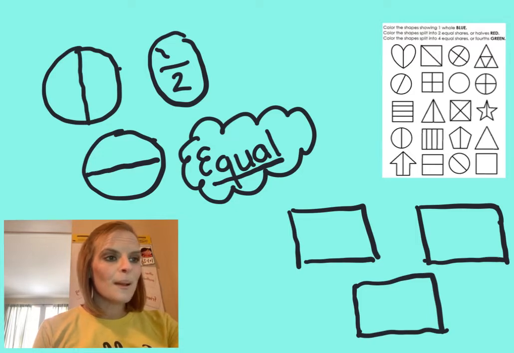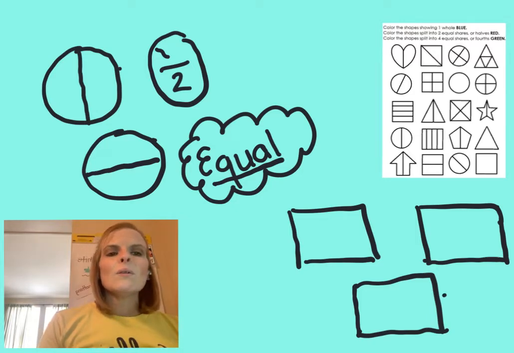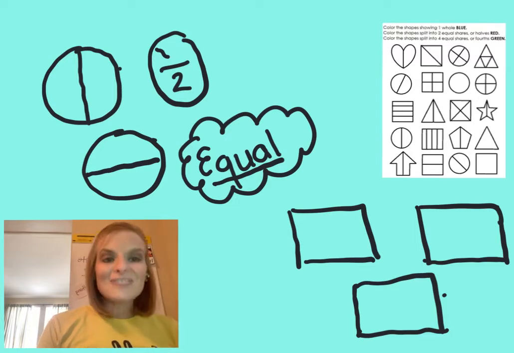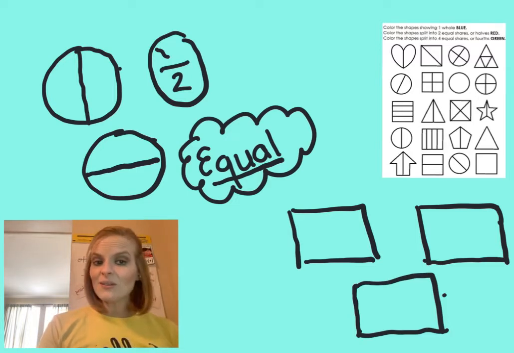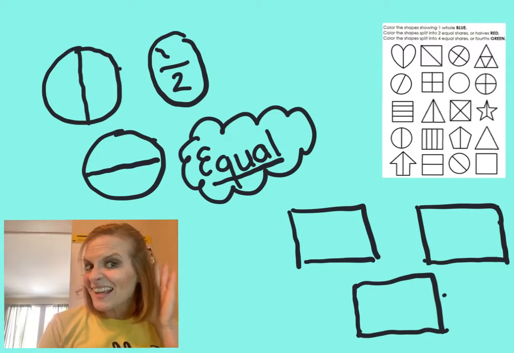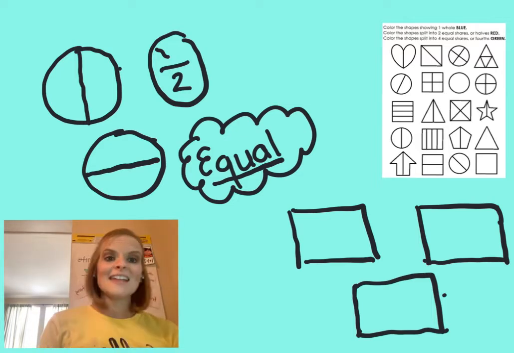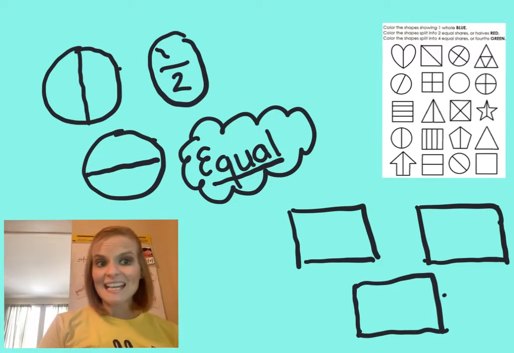What shape is that? Yes, it is a rectangle. Is it 2D or 3D? Yes, it is a 2D shape because it is also flat. Very good. Now I want to practice putting these rectangles into fourths or quarters. Does anybody have an idea how I could do that?